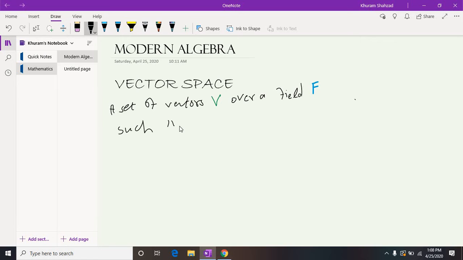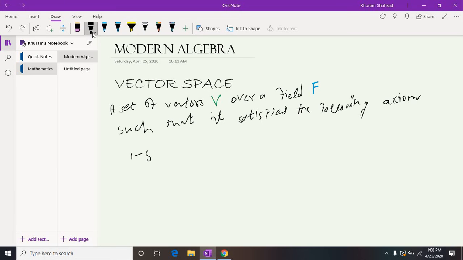and so I will write such that it satisfies the following axioms. Okay, so there are 9 axioms, and from axiom 1 to 5 are actually about addition.